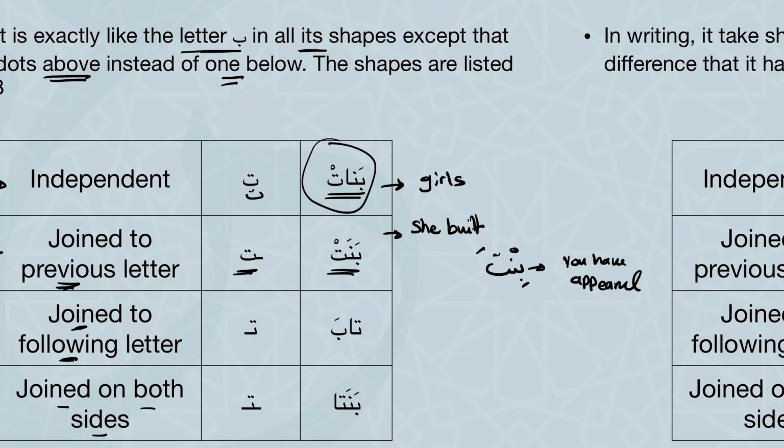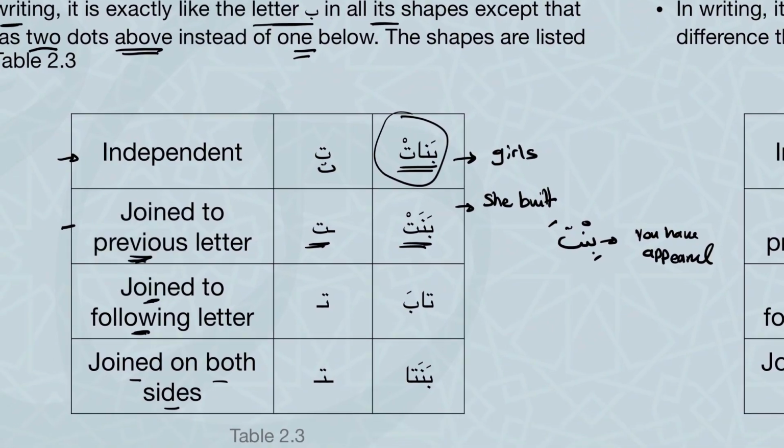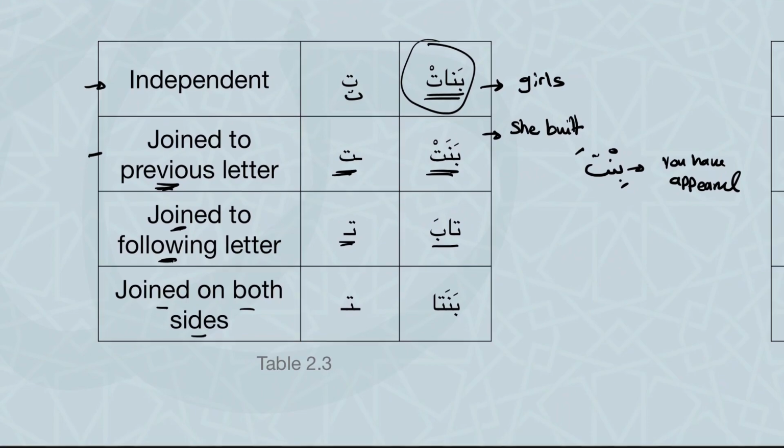But this is just to clarify how important vowels are in Arabic, so you have to imitate careful speech. Joined to the following letter is the letter ta here, and we would say ta. Why the long vowel? Because of the alif. Taba. Taba means he repented in the past tense, or he atoned.